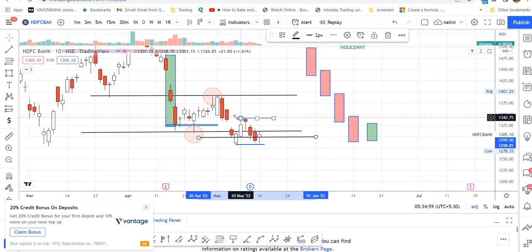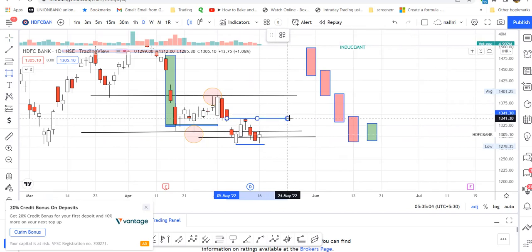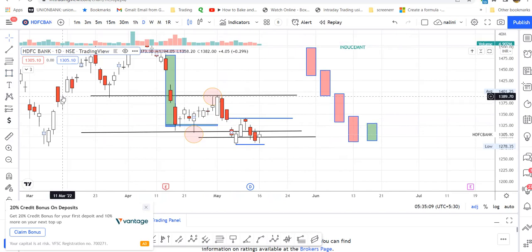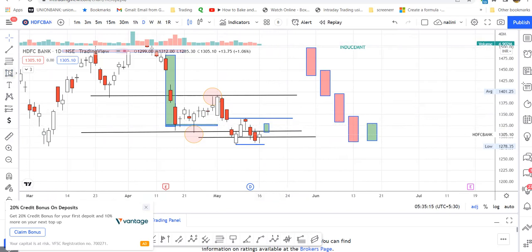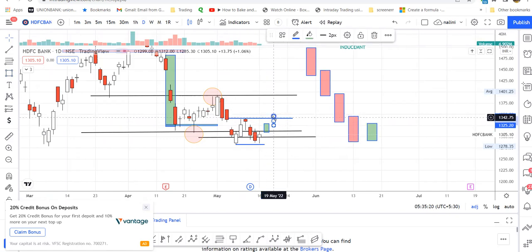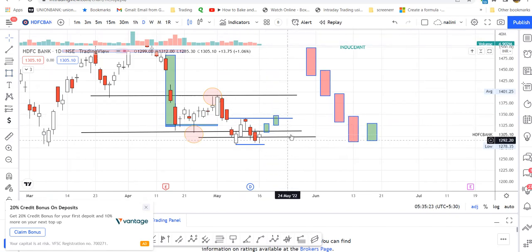And again, the range has come to this level, to the level of 1341. Once the manipulation happens, it may come like this, a green candle, and it is possible to manipulate this level. Then inducement will take place. Then you can look for a selling opportunity in this, selling opportunity in this.